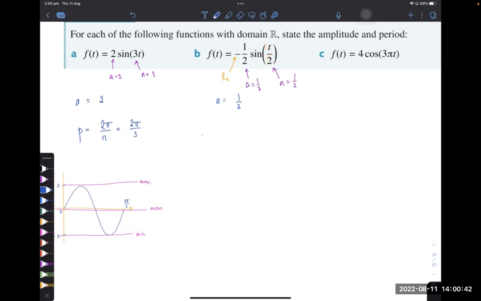So how do we calculate our period? 2 pi over n. That's 2 pi divided by 1/2, which equals 4 pi. So here's our graph.